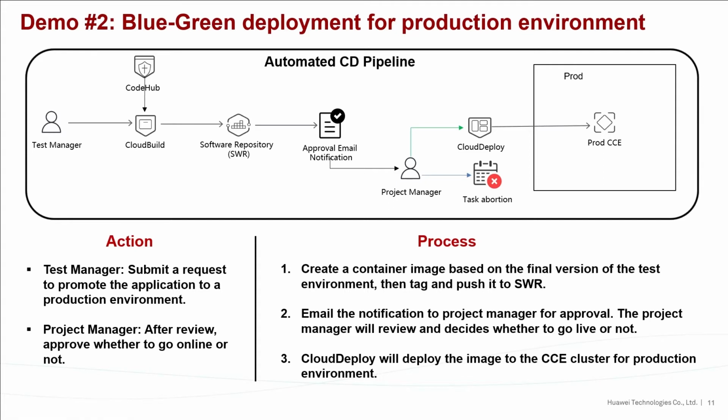In this diagram, we can see there are two key persons, which are the test manager and the project manager. The test manager will submit a request to promote the application with a specific image tag to a production environment, while the project manager will review the request and decide whether to approve to go live or reject the request. The process and steps are similar to our first demo, but with an additional task of email notification to approve the application to go live by the project manager.